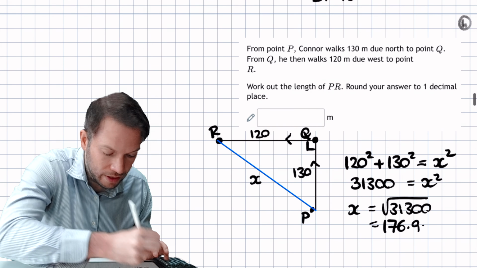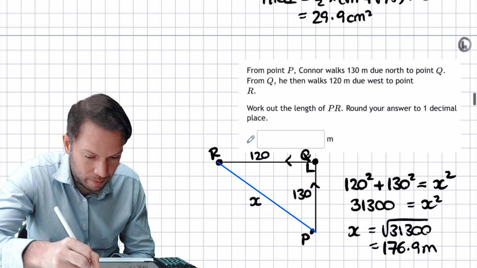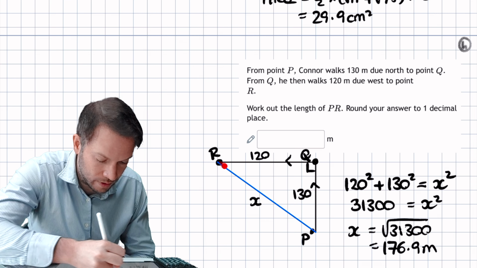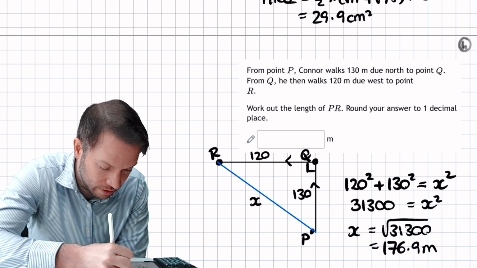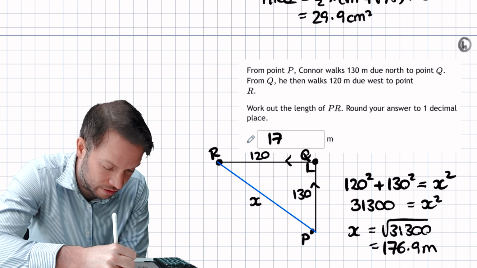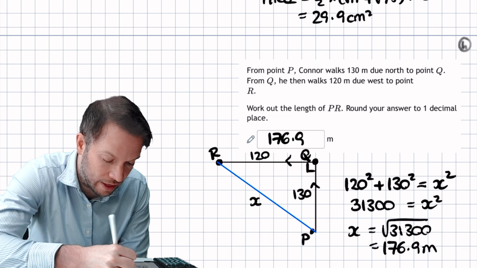And that's what we want. X is the length of P to R, which is what we want. We want P to R. So that is our answer. X is, the length is 176.9 meters. And that is the final answer.